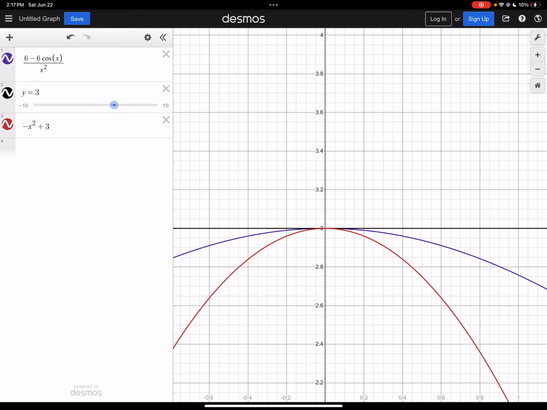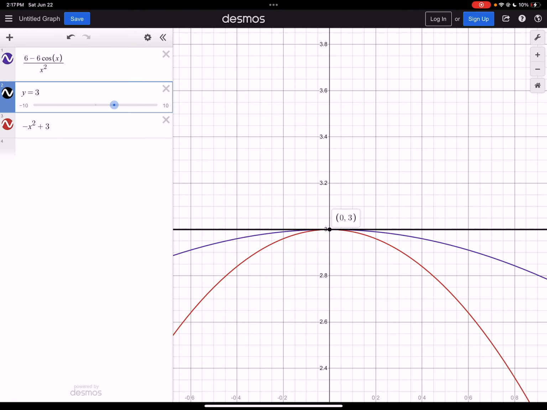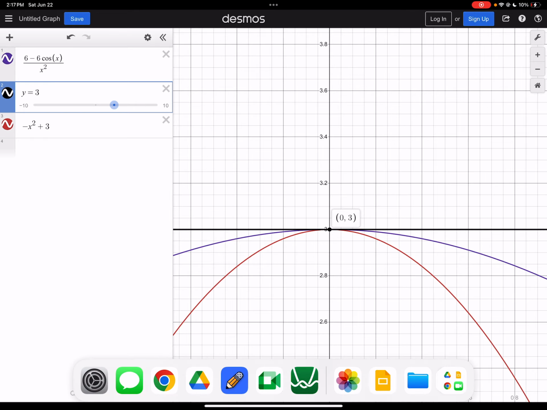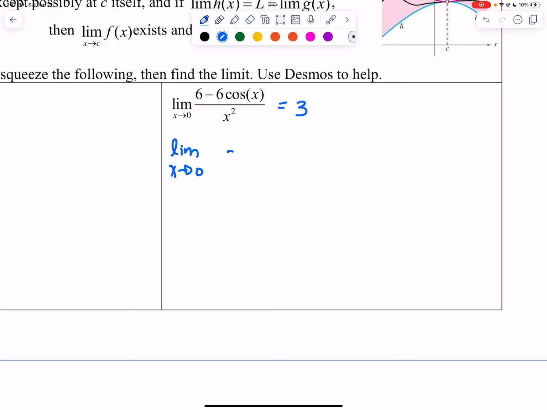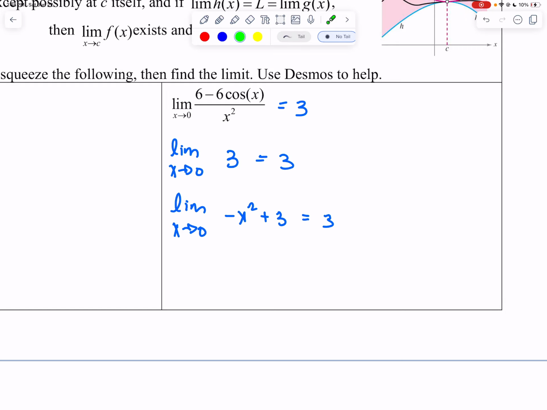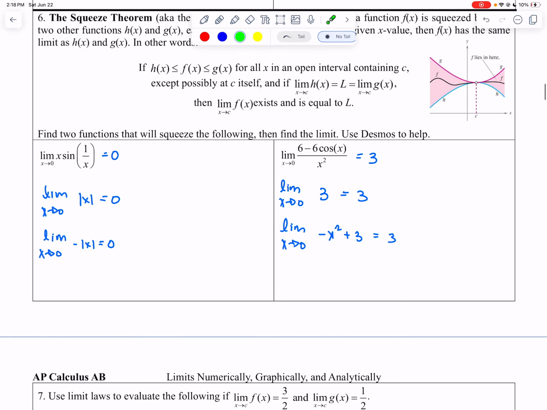And then if I were to squeeze it, you could see that my limit will approach 3. So I could say the limit as x approaches 0 of 3 gives me 3. And the limit as x approaches 0 of negative x squared plus 3 equals 3. And then based off of that, I could say that this limit will approach 3 using the squeeze theorem. All right, in the next video, we'll talk about limit laws, and that's it for limits numerically, graphically, and algebraically.